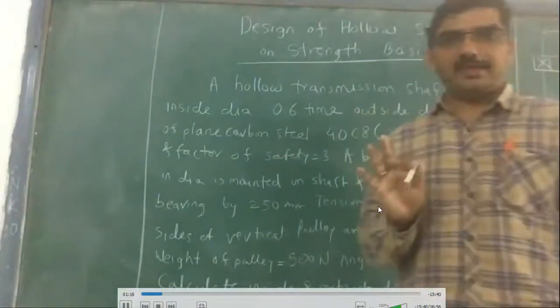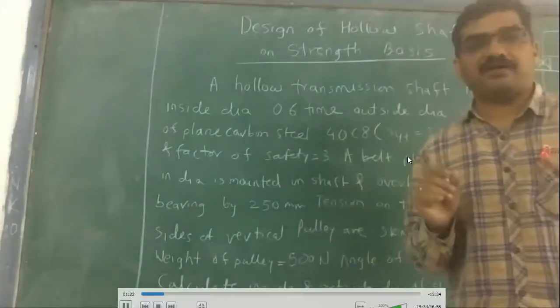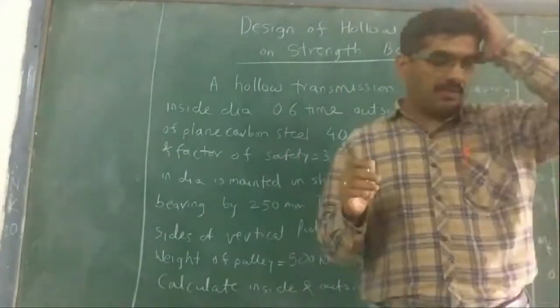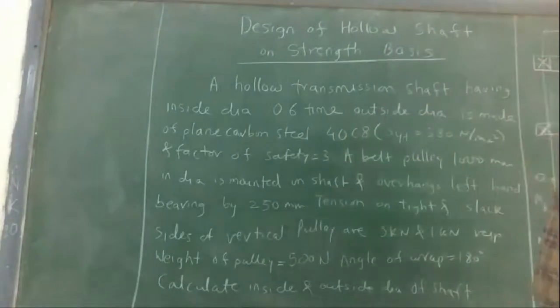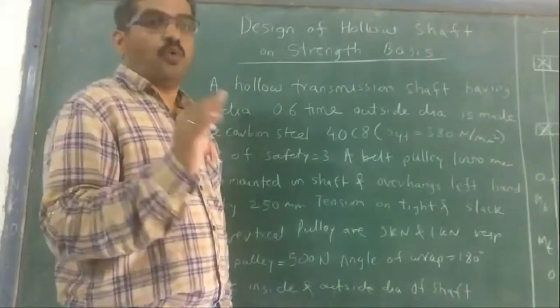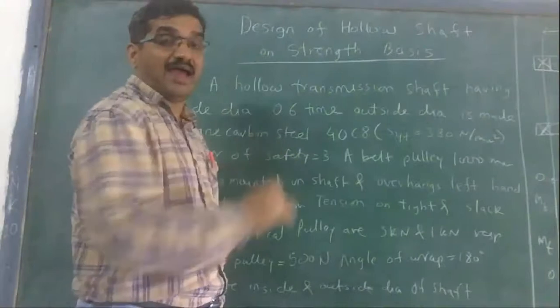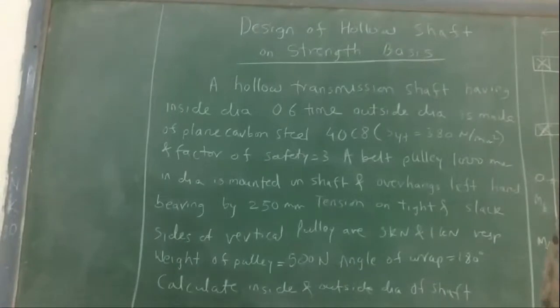Actually, the general procedure is the same. On the strength basis or on the torsional rigidity basis, the procedure is the same. Only we have one added factor, 1 minus c raised to 4. We have seen that in the theory part. So now we will see how to design a shaft. For that, I have taken a numerical. Let's go through the numerical now. As in our general procedure for all types of problems, we read the problem and then analyze it as we go through it. So now let's read and see what kind of information we get from the statement of the problem.